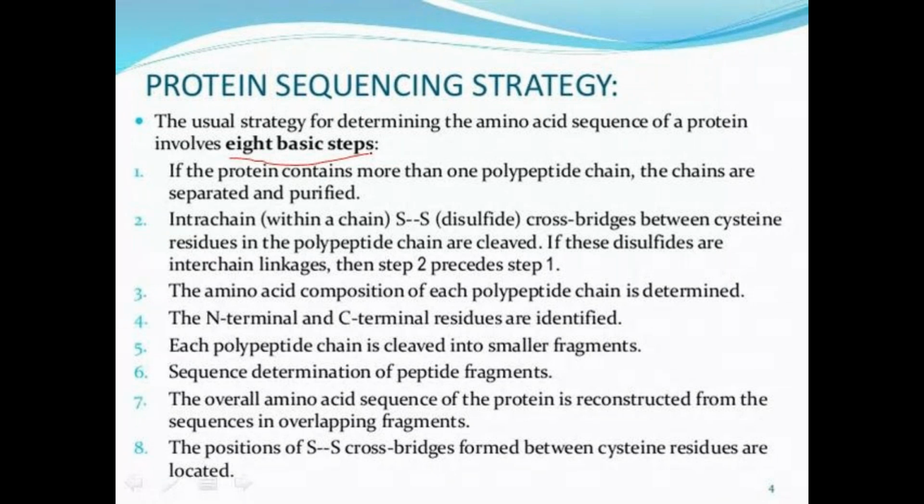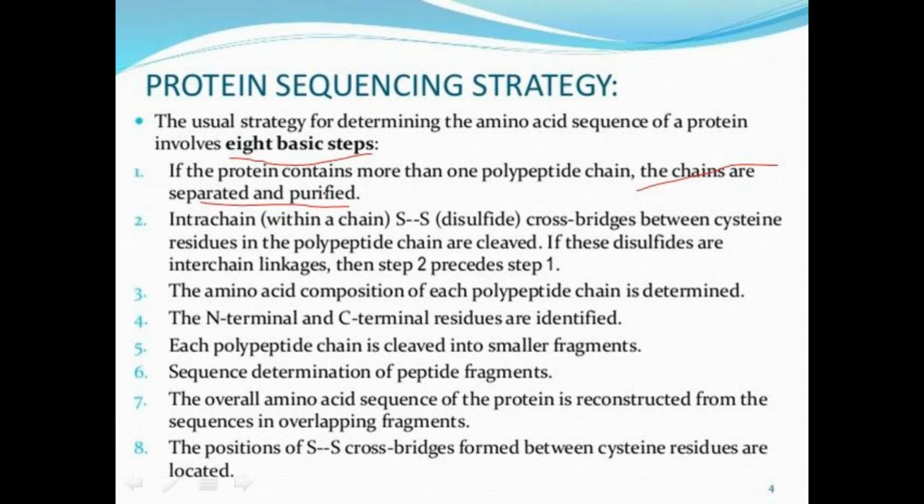What are the steps? If the protein contains more than one polypeptide chain, that means the protein sequence is coming from the quaternary structure. From the quaternary structure, we have to break the proteins into individual amino acids. Here, if the protein contains more than one polypeptide chain, then the chains ought to be separated and purified. And that is the first step.